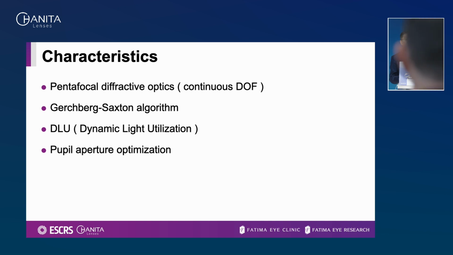And the Intensity has a lot of characteristics. The first one is the pentafocal diffractive optics, which makes a more continuous depth of field. The second is to make pentafocality more sophisticated, so Intensity uses the GS algorithm, the Gerchberg-Saxton algorithm. Third is to make optimal light distribution for each focal point using defined dynamic light utilization. And finally, light distribution is optimized by pupil size.